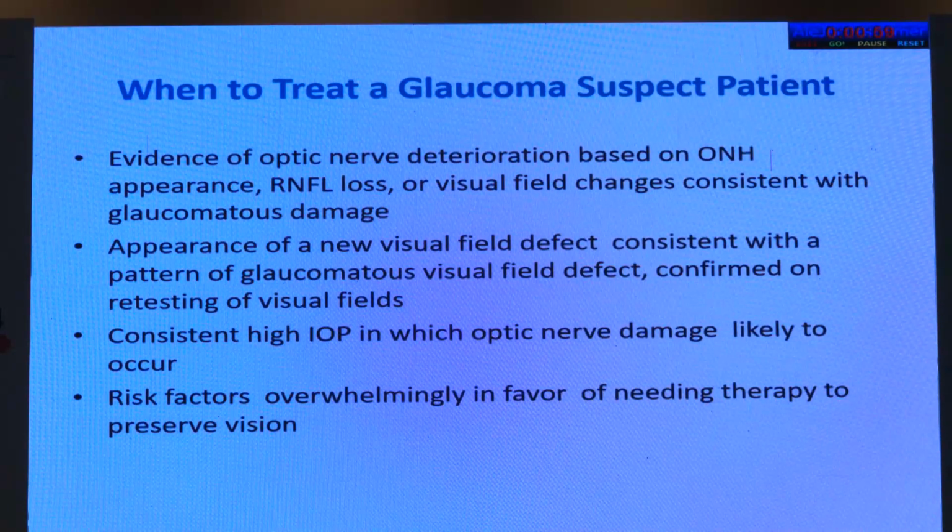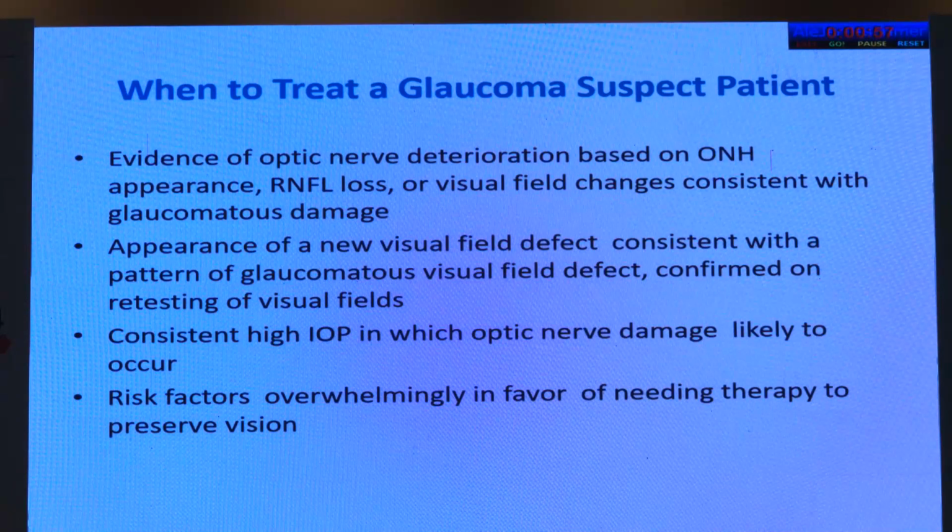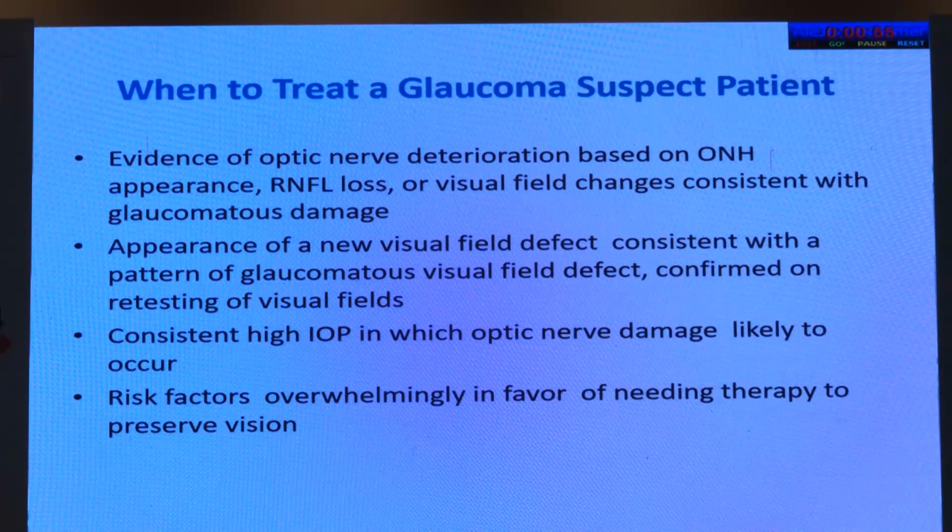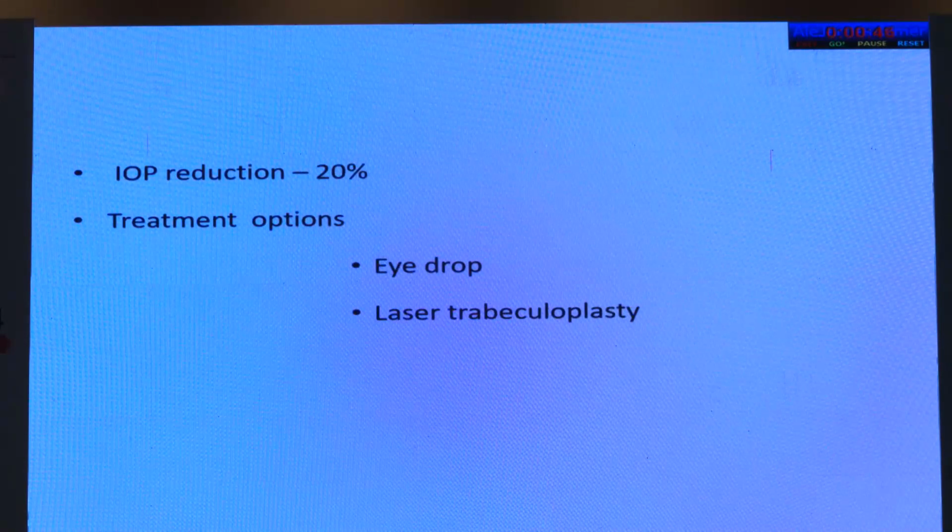Now, when will you start treatment in a glaucoma suspect patient? Suppose the patient gets converted to POAG, or there is a new appearance of a visual field defect which is confirmed on retesting, and there is consistent progression or risk factors are there. Now, IOP reduction aim is to decrease by 20%. Treatment options can be eye drops and SLT also.